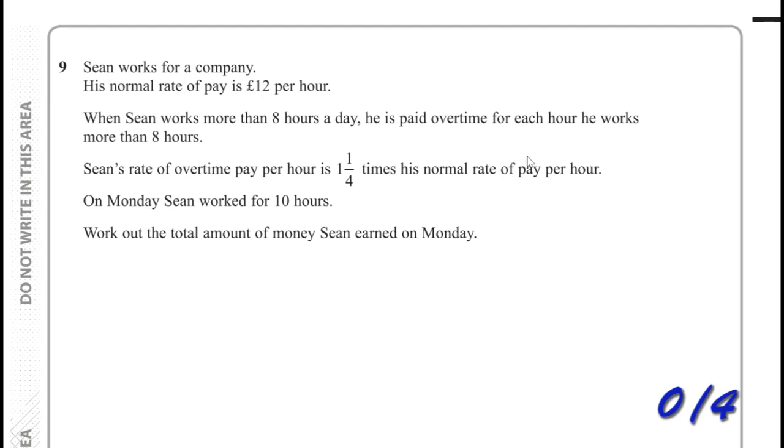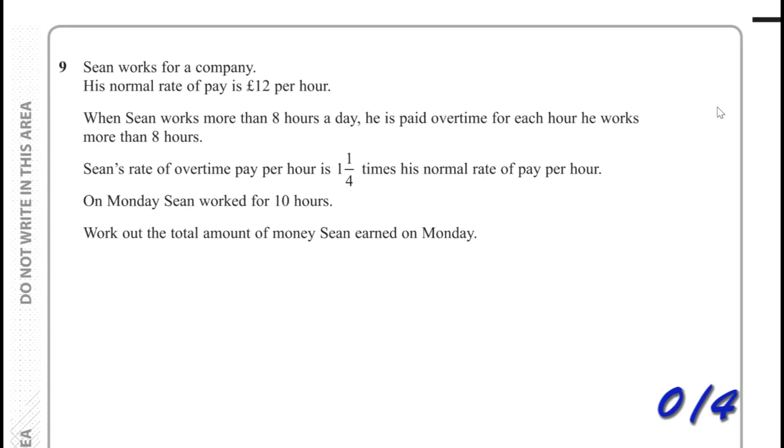But back to the question, when Sean works more than 8 hours a day, he's paid overtime for each hour that he works more than 8 hours, which is just saying that after 8 hours, he's paid extra money for each subsequent hour. Sean's rate of overtime pay is 1.25 times his normal rate of pay. Now on Monday, he worked for 10 hours. Work out the total amount of money Sean earned on Monday.